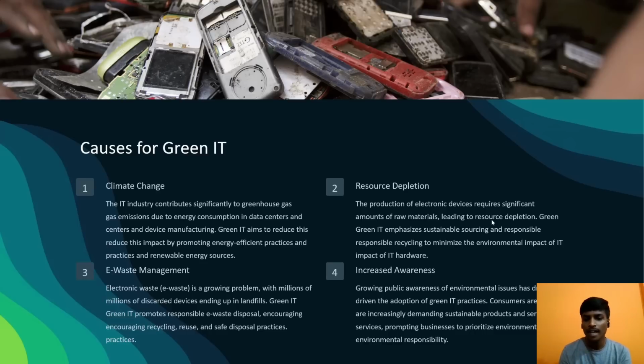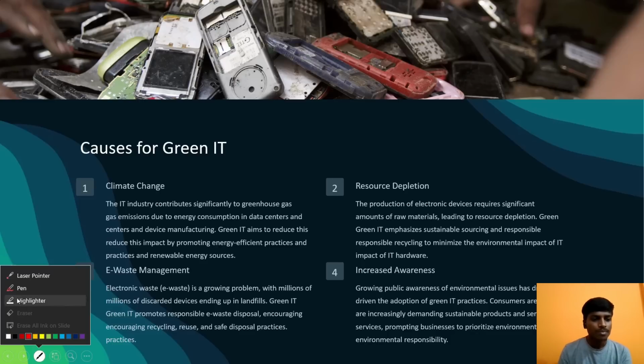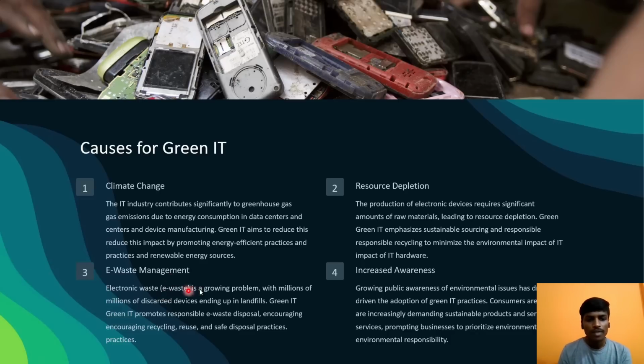So, impact of IT hardware. The third one is e-waste. E-waste is also known as electronic waste. Electronic waste is a growing problem, with millions of discarded devices ending up in landfills. Green IT promotes responsible e-waste disposal, encouraging recycling, reuse, and safe disposal practices.